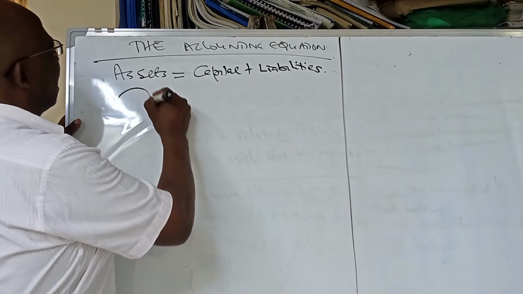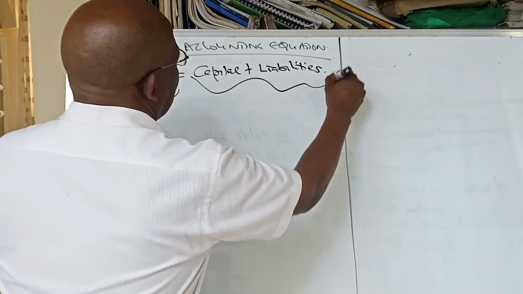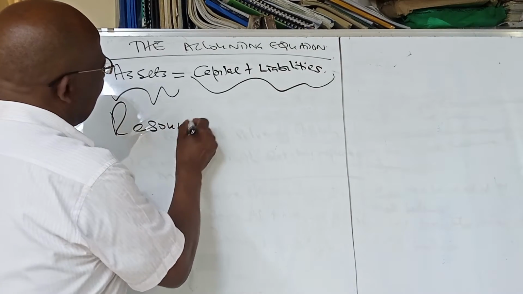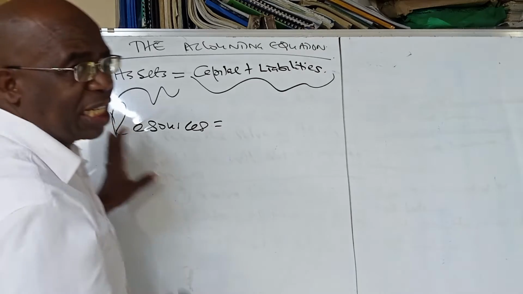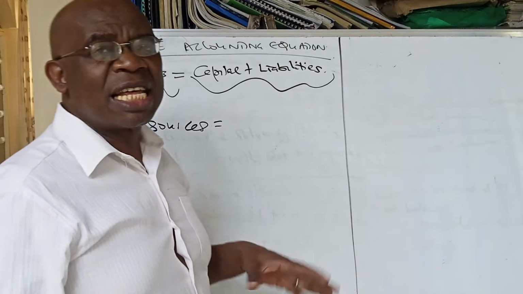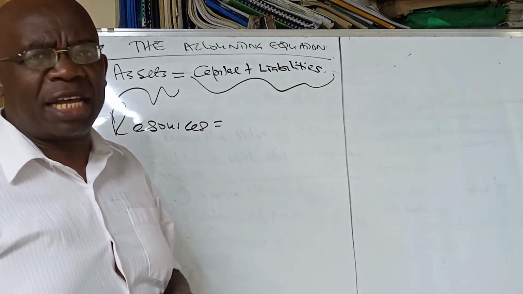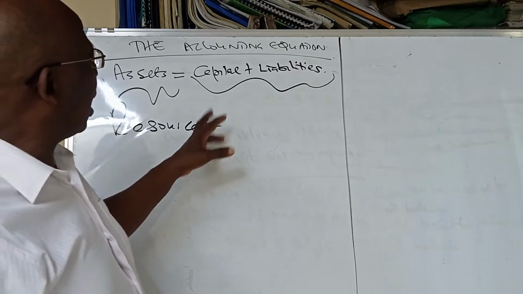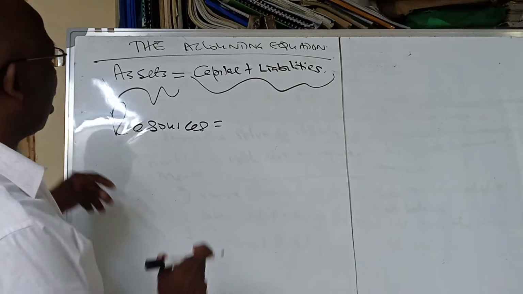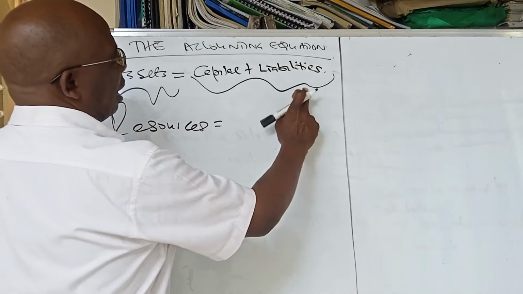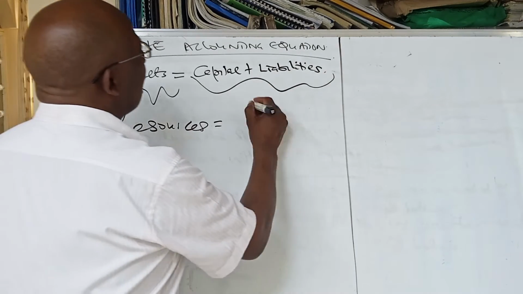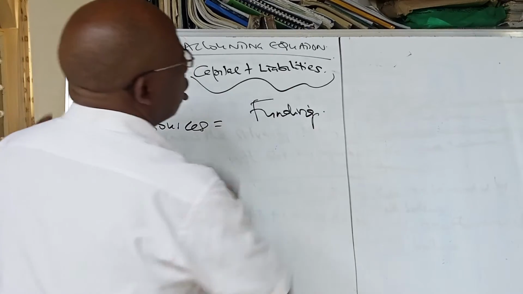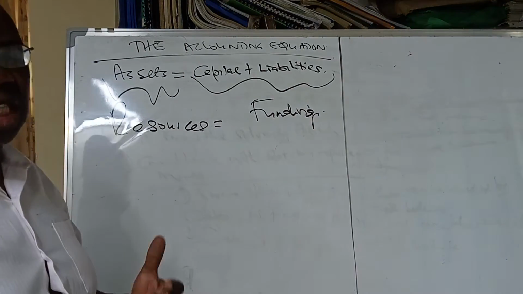What are assets? In a business, assets are resources. Assets are the things that the business controls. They are resources. And then we always say they are equal to capital plus liability. And this is funding, the sources of funds.